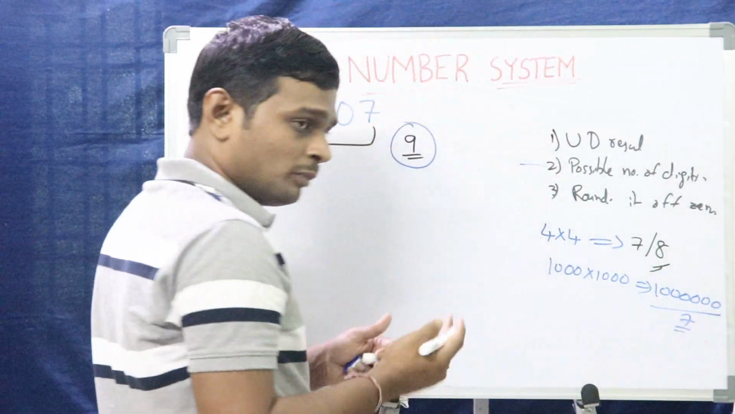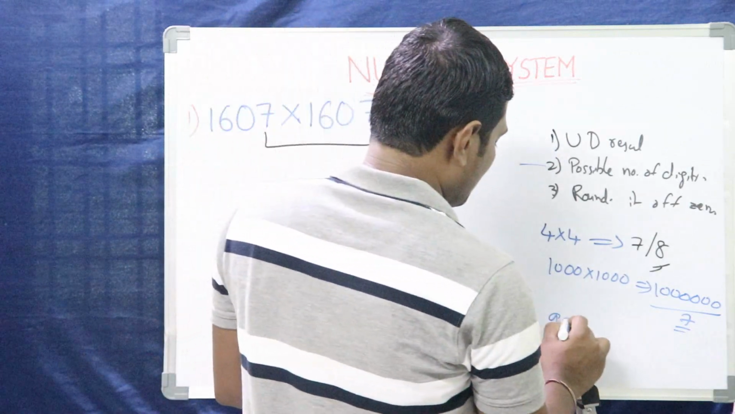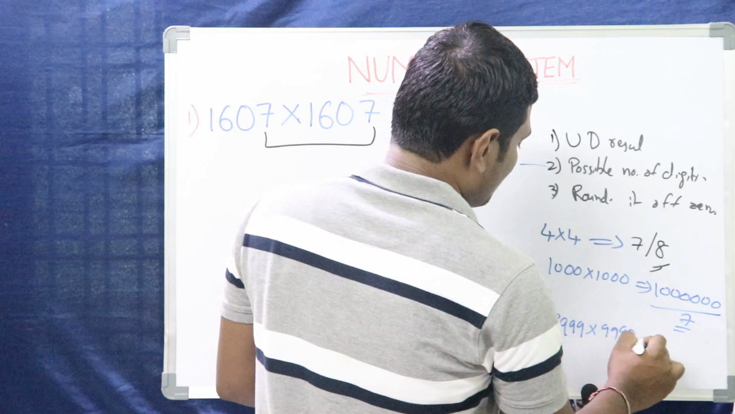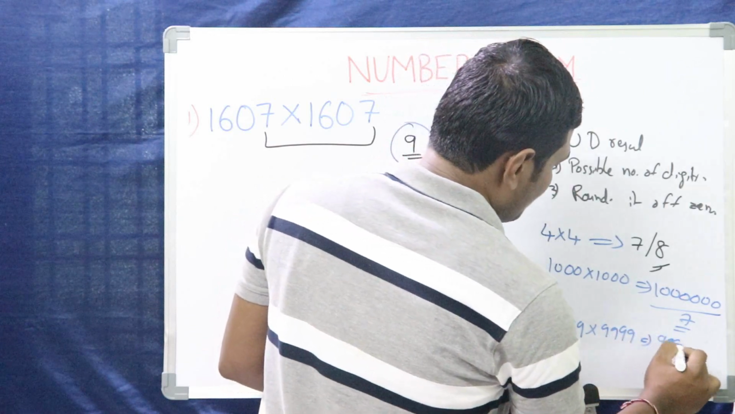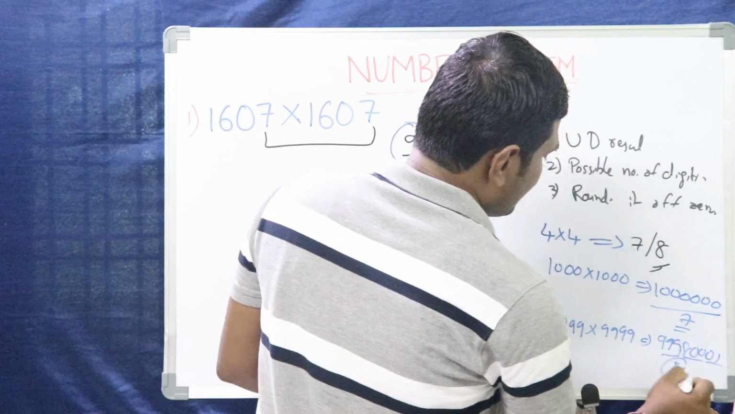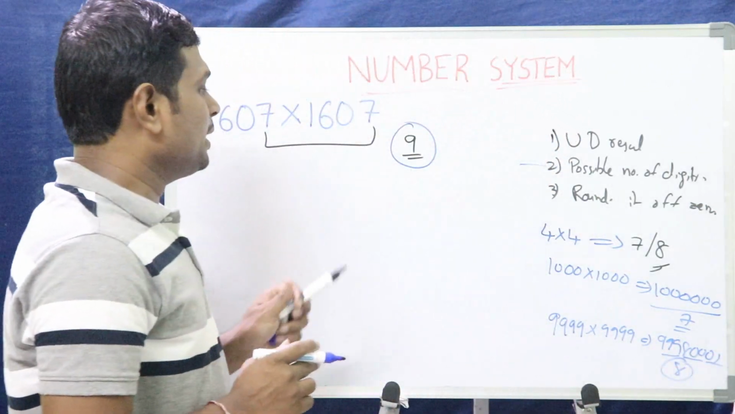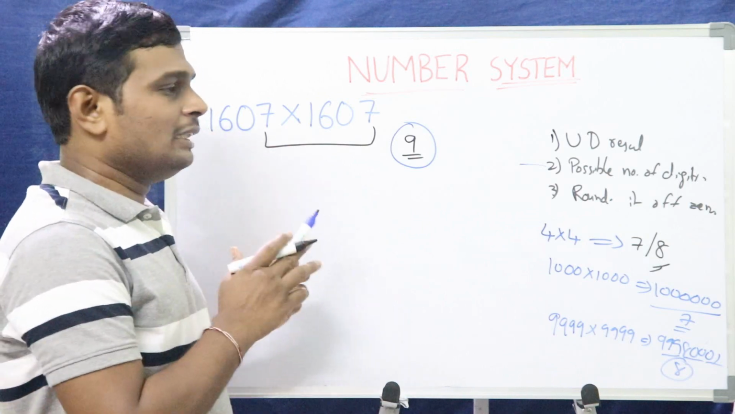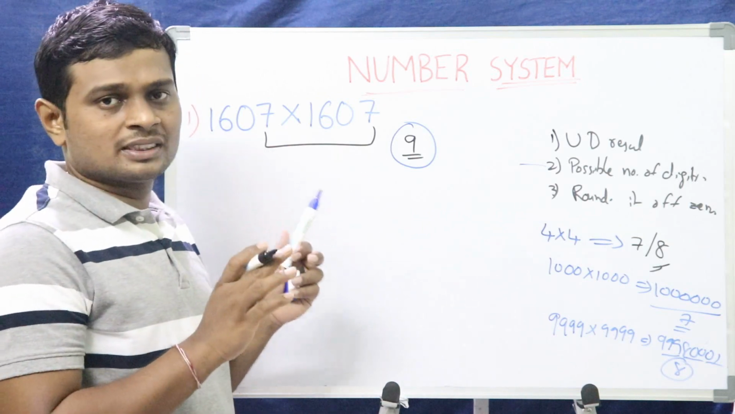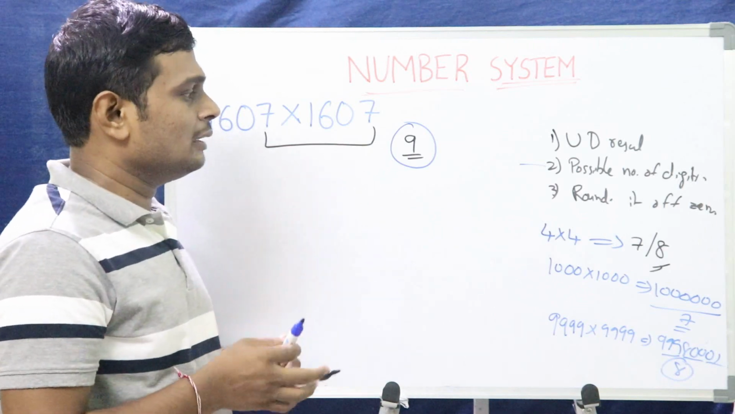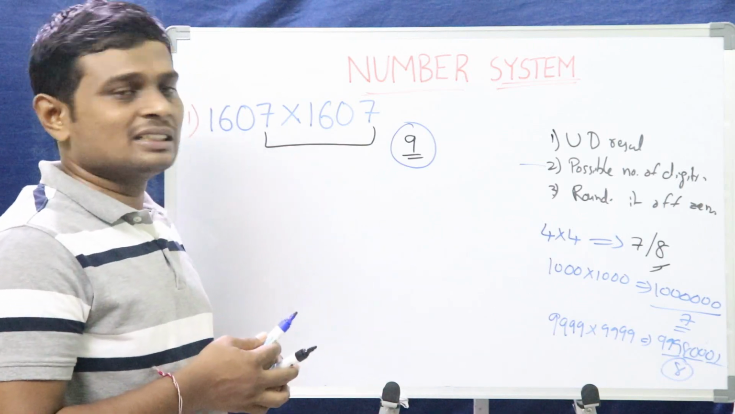What would be the largest 4-digit number? 9999. What is the square of that one? We will get an 8-digit number. So if you multiply two 4-digit numbers, we will get either a 7-digit or an 8-digit number. With that, we can rule out a few options in the problem. If you are left with a few more, then what would be the third step? We need to round it off to the nearest zeros.